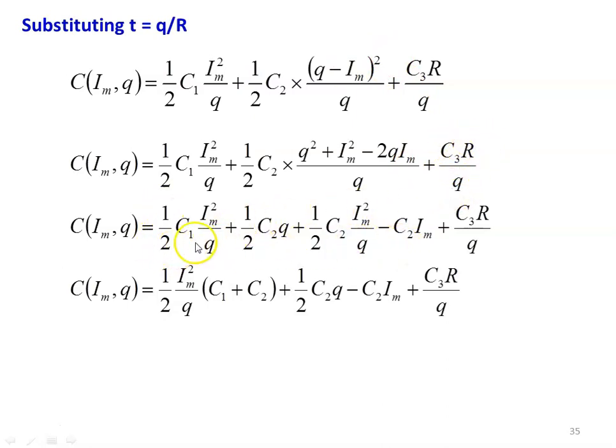Combining the terms, 1 by 2 C1 IM square by Q plus 1 by 2 C2 Q. Expanding this term, 1 by 2 C2 Q square by Q equal to 1 by 2 C2 Q plus 1 by 2 C2 IM square by Q minus C2 IM plus C3 R by Q. The 1 by 2 C2 Q terms cancel. So, again combining the IM square terms together: 1 by 2 IM square by Q into C1 plus C2, plus 1 by 2 C2 Q minus C2 IM plus C3 R divided by Q. Now, this is the final form of the cost equation.